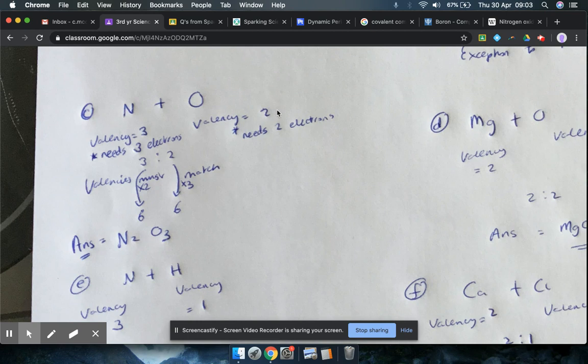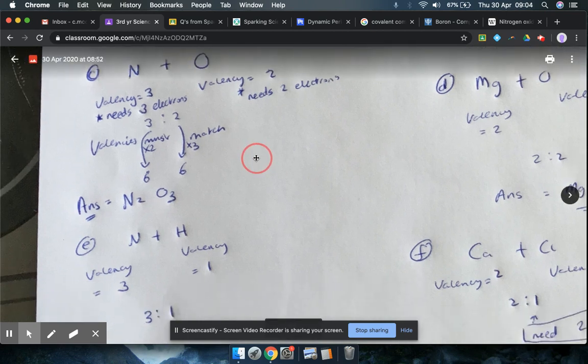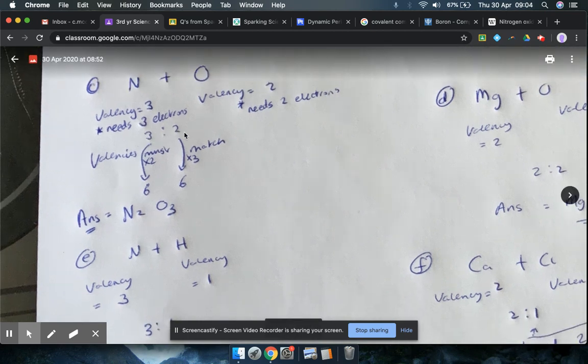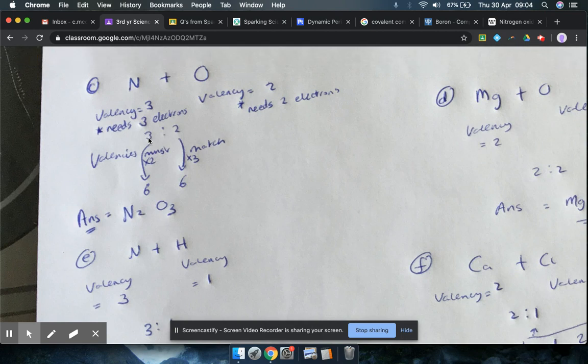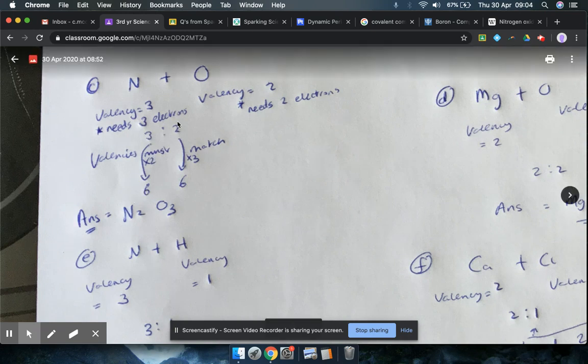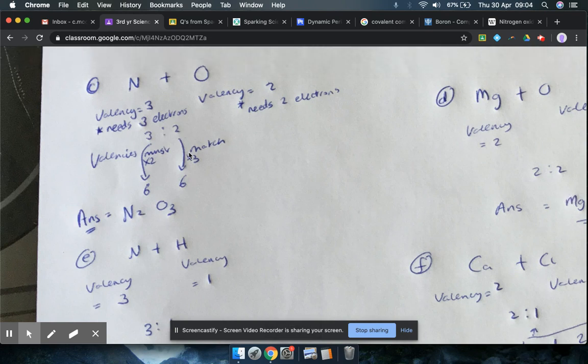So when we work this out, we can see clearly that the ratio is not matching, okay? If we're going to follow this method, we would want to have the same ratio of valencies on the left as on the right. So what we must do here is bond 2 nitrogen, so 3 multiplied by 2 gives us 6, and 2 multiplied by 3 gives us 6. So in other words, 3 oxygen will match up there.